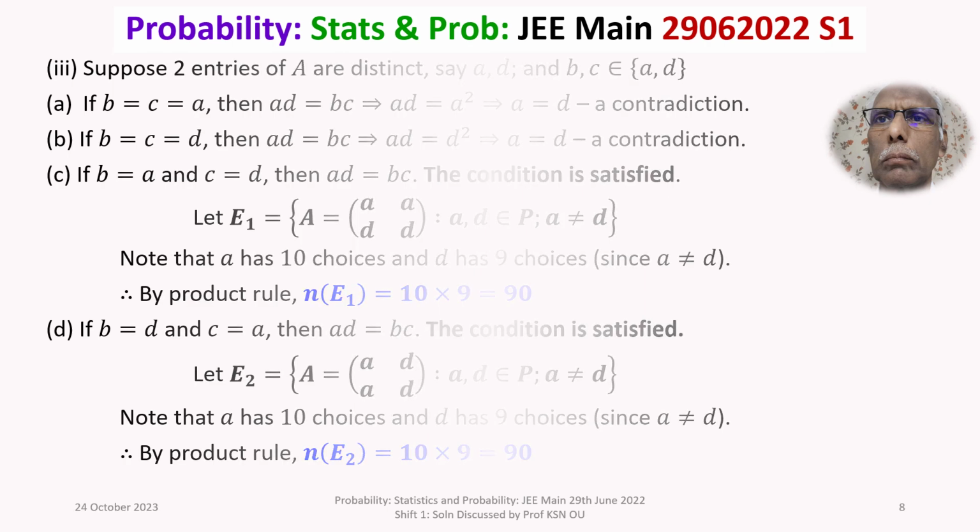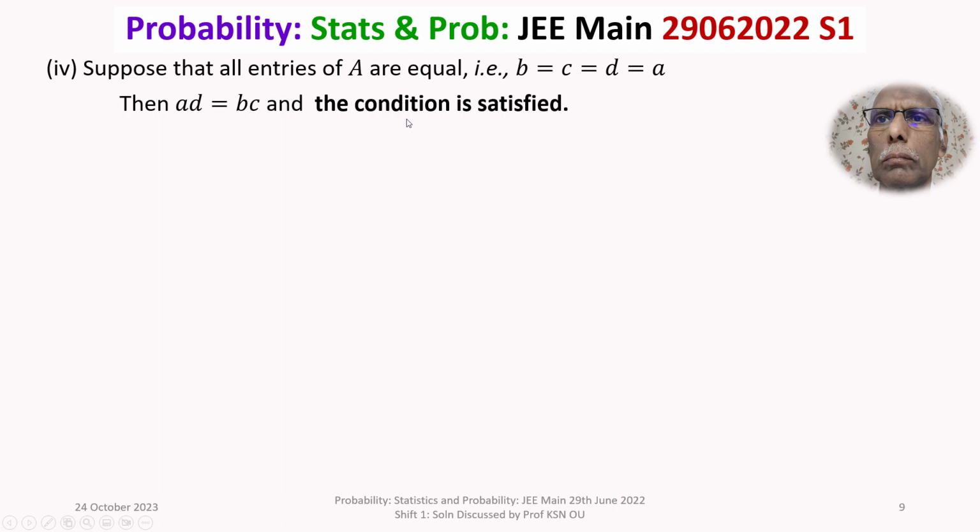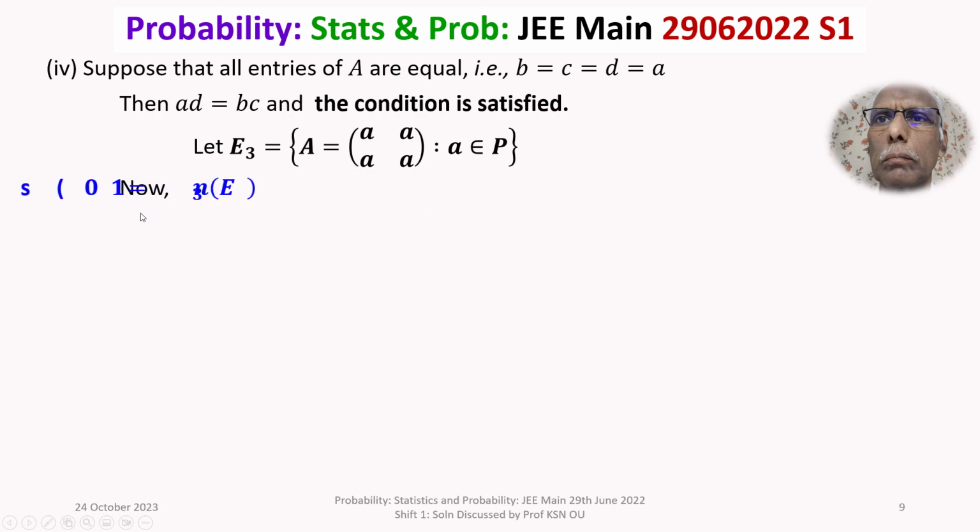We move to the next case. Fourth case. Suppose that all entries of A are equal. That is B is equal to C is equal to D is equal to A. So each one is A. Then AD is equal to BC. The condition is satisfied. The singularity is satisfied. So let E3 be the set of all 2 by 2 matrices with all entries equal to A, where A belongs to P. Now A has 10 choices. Therefore N of E3 is equal to 10 since A has 10 choices.